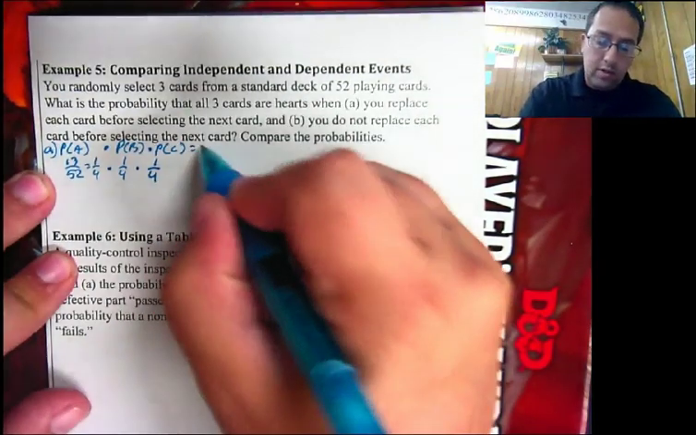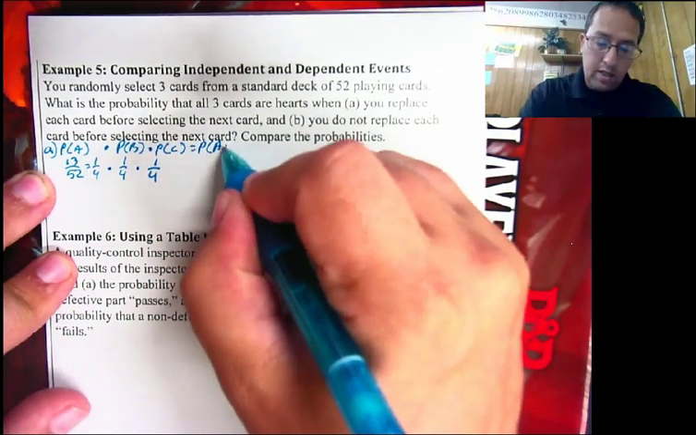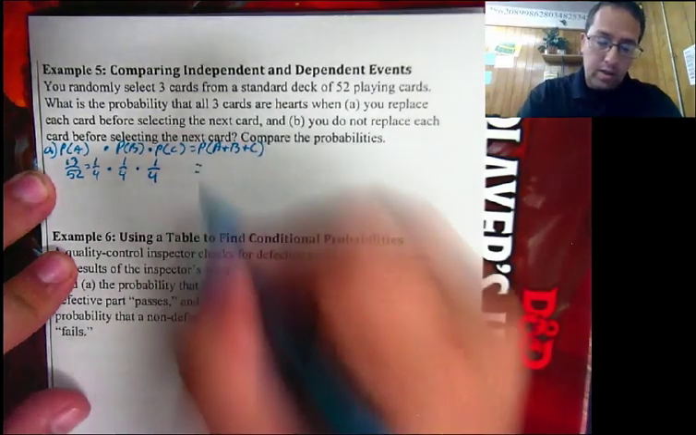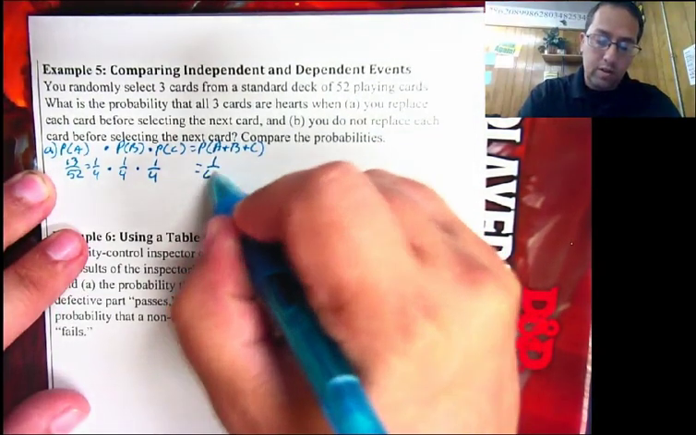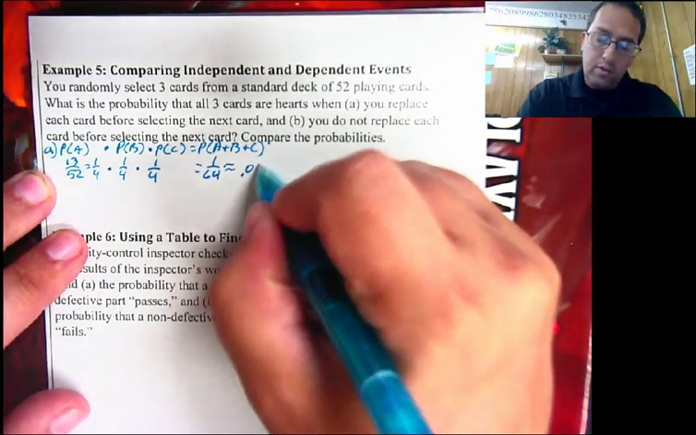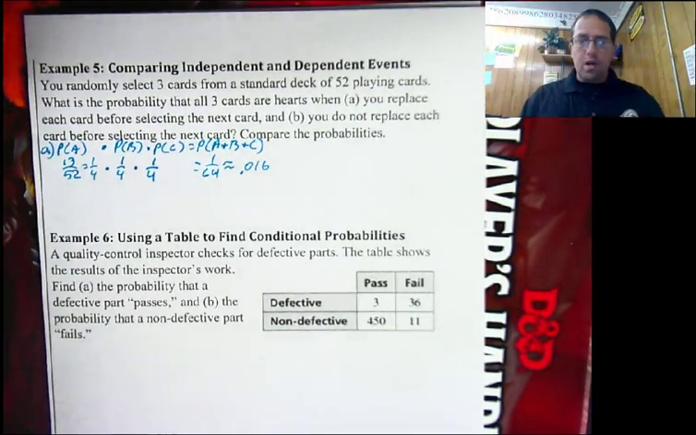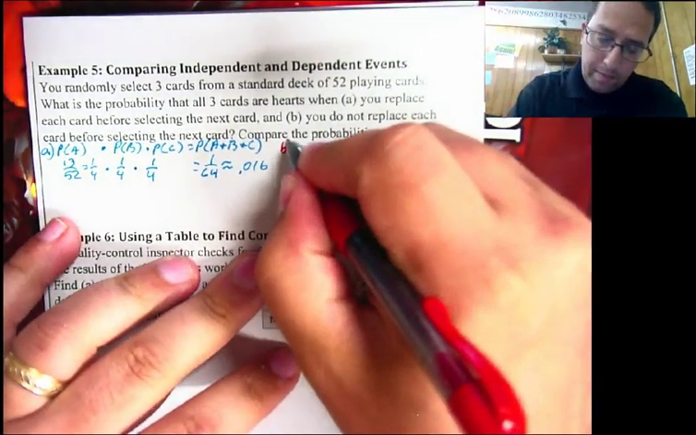And this is going to equal the probability of A and B and C, because these are independent events. So that would be 1 over 64, which is approximately 0.016. All right? So that was option A. That was the independent. Now let's take a look at it as dependent events. All right? So, option B.